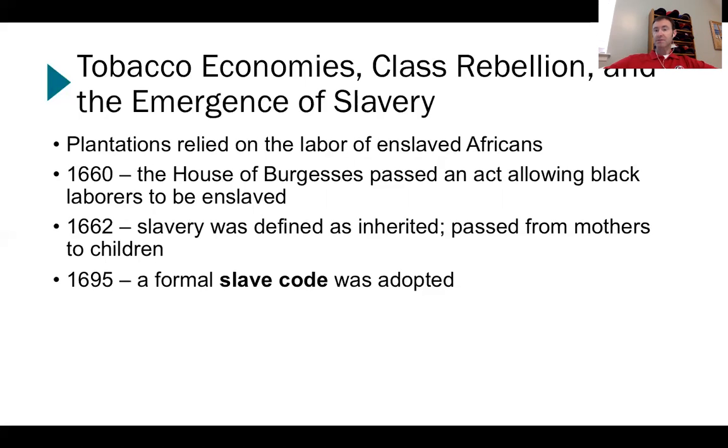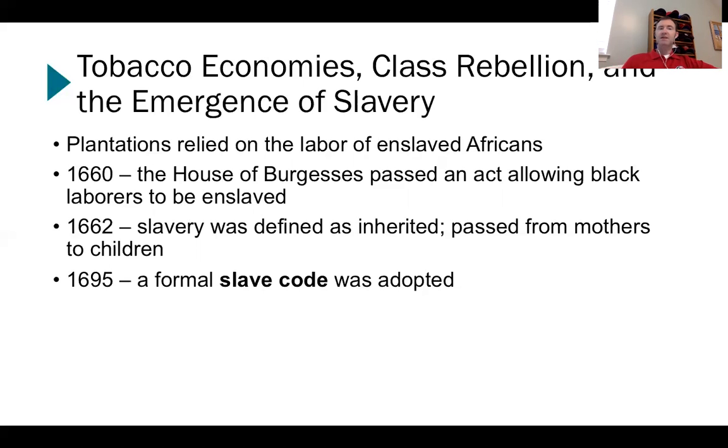Many of these colonies, South Carolina, Virginia, etc., are going to start to pass these acts. Now, keep in mind, a little bit of review. What is the House of Burgesses? It's that version of the legislature of Virginia that has the ability to create policy and law. And so as you can see here, guys, 1660, this is about 53 years after the settlement of Jamestown. So, what is that? A little bit more than half a century. They are already making it legal that black laborers can be enslaved.